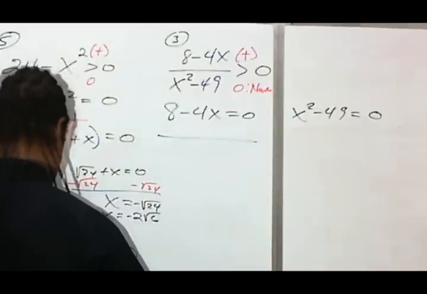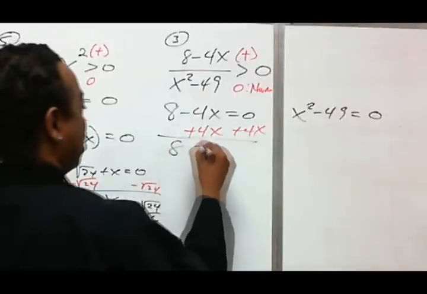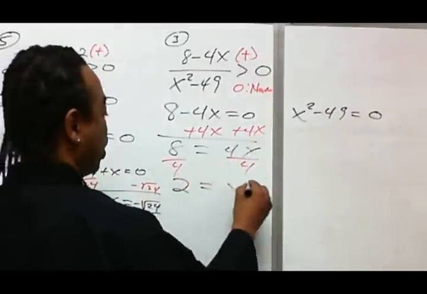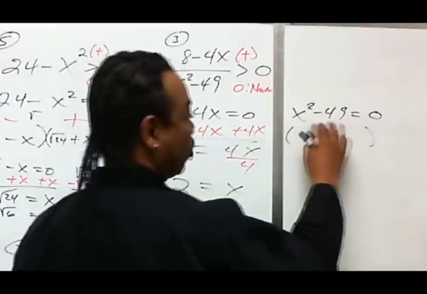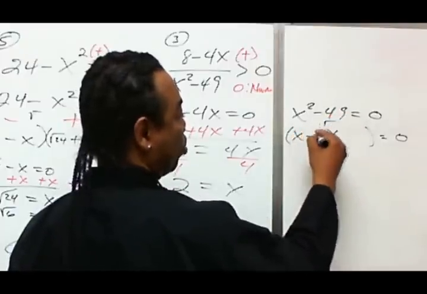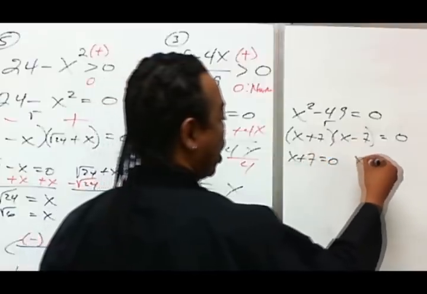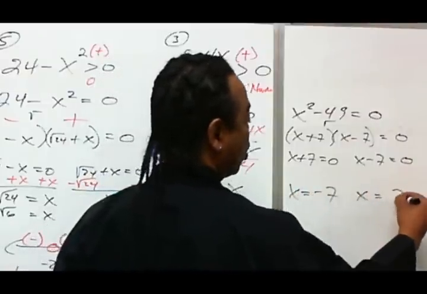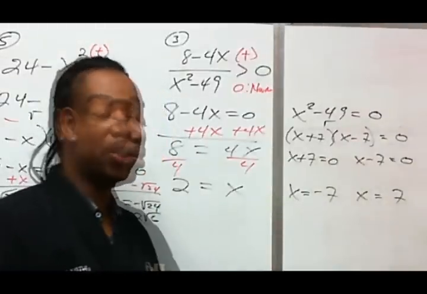And we'll solve this by adding 4x to both sides. And I get 8 equals 4x. Divide everything by 4. And we have 2 for the answer of x. Here, we can treat this as the difference of two squares and factor this into conjugates by taking the square root of all terms. So we'll get x plus 7 and x minus 7. X plus 7 set equal to 0. X minus 7 set equal to 0. And when we solve, we'll get negative 7 and we'll get positive 7. So we have 3 answers, a 2, a negative 7, and a positive 7.